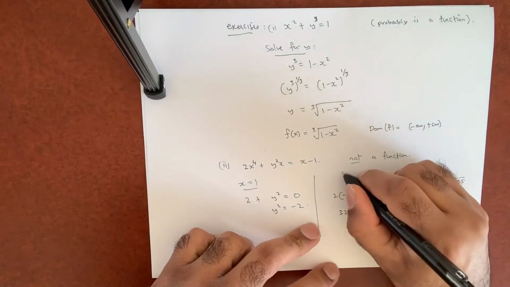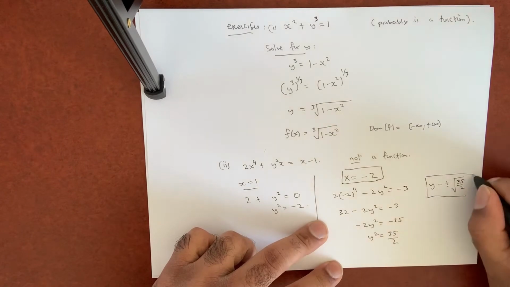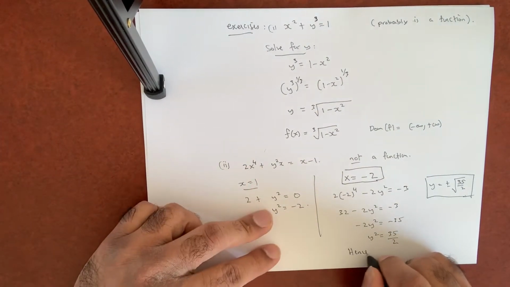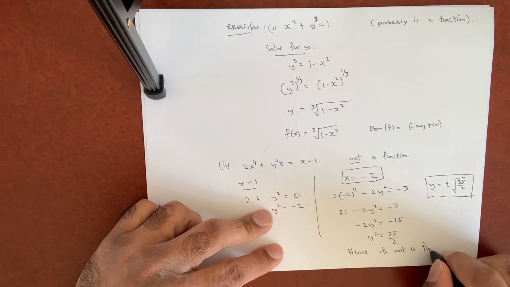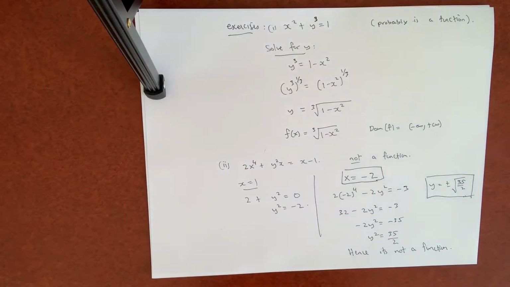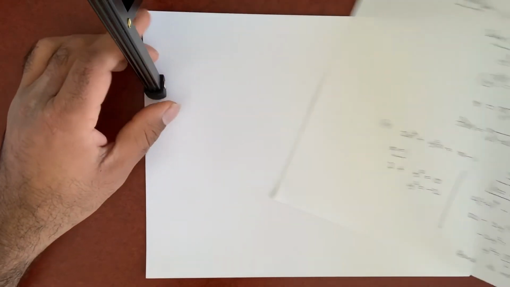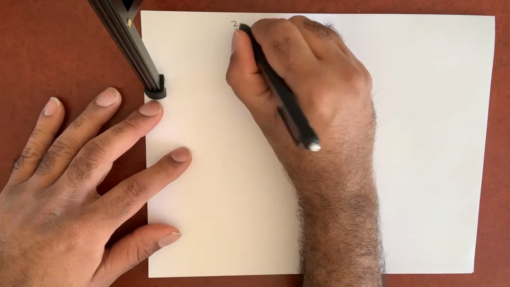So we started with this single input of x equals minus 2, and we got multiple outputs. So hence, it's not a function. Y is not a function of x. Okay, so those were the exercises from the previous video. We're going to jump now to 2.3.